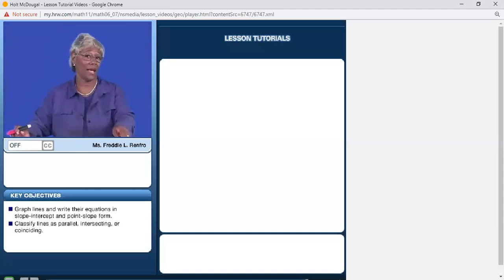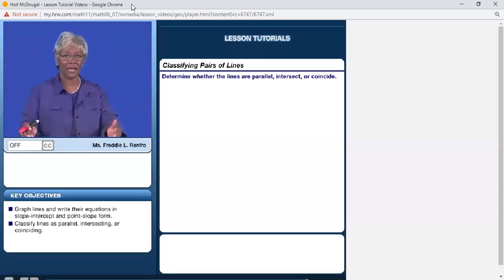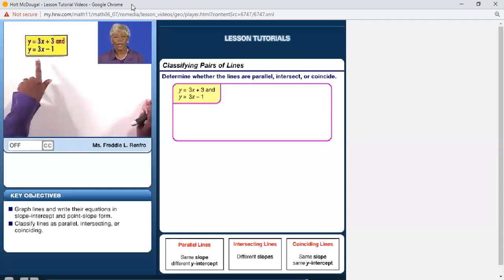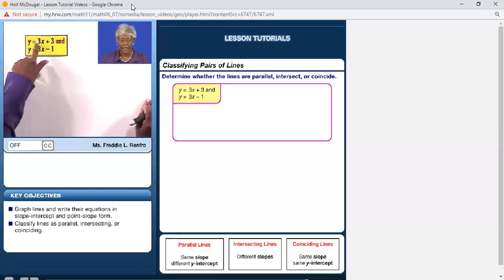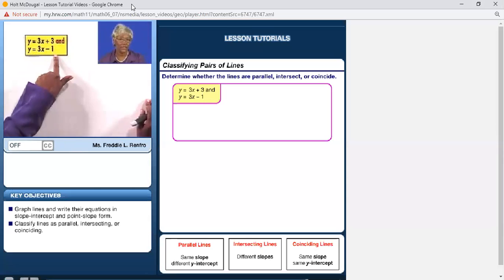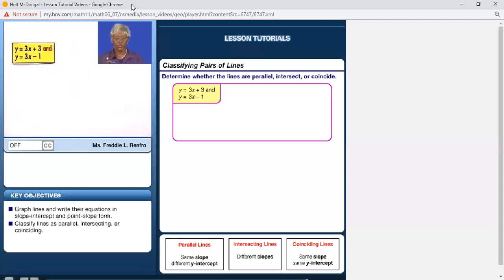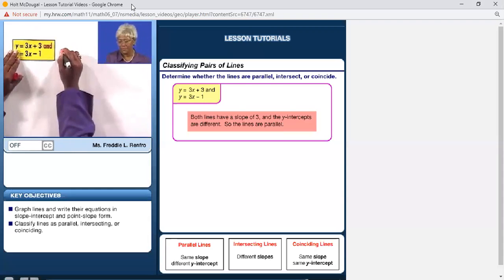Sometimes we can graph lines and see what they look like. Sometimes we could even look at the equation to see and determine if they're parallel or intersecting lines. Let's look at these 2 equations. Well, I noticed that both equations have the same slope, different y-intercepts. Anytime you have 2 equations where you have the same slope but different y-intercept, those lines are parallel.